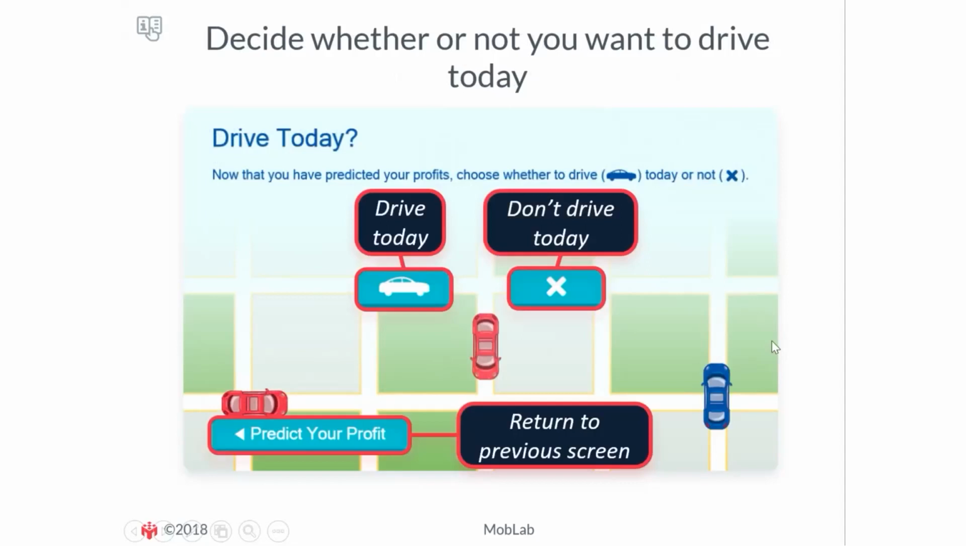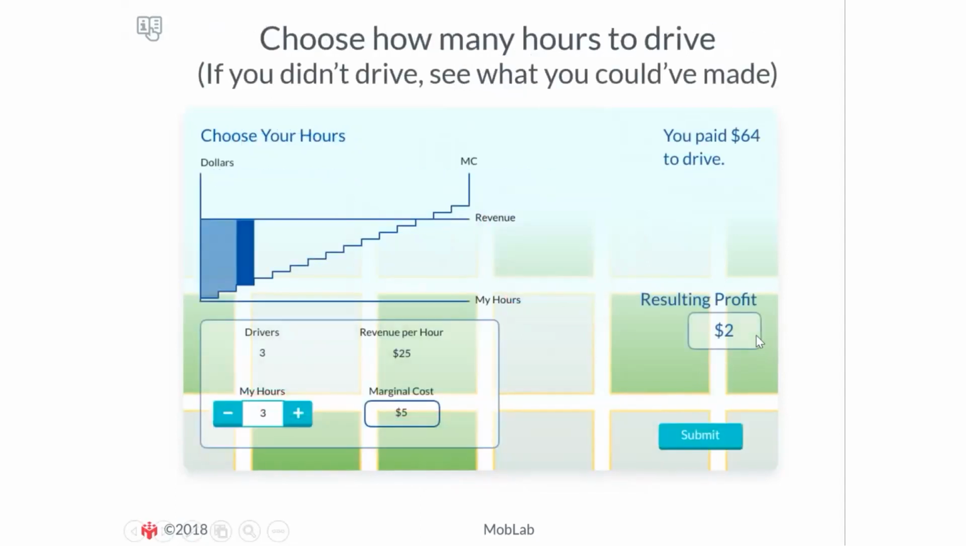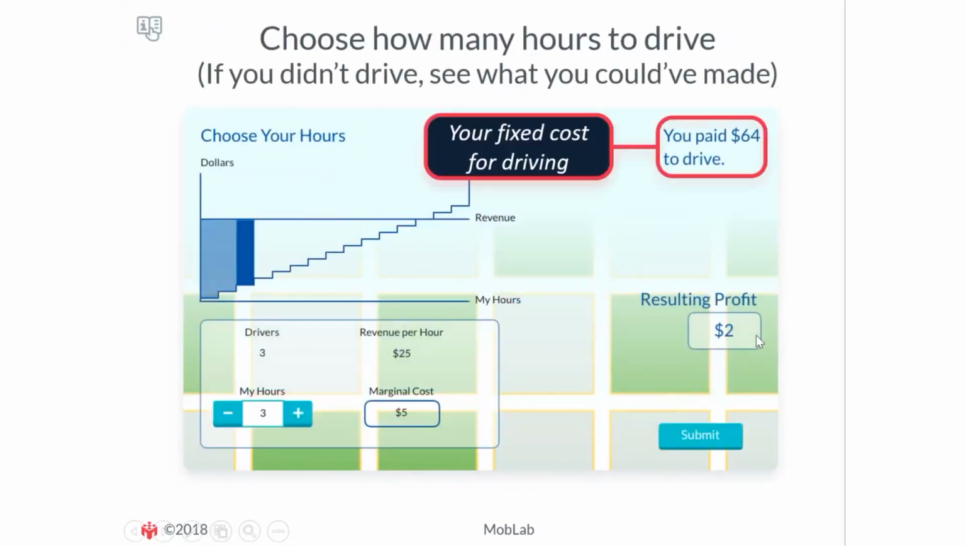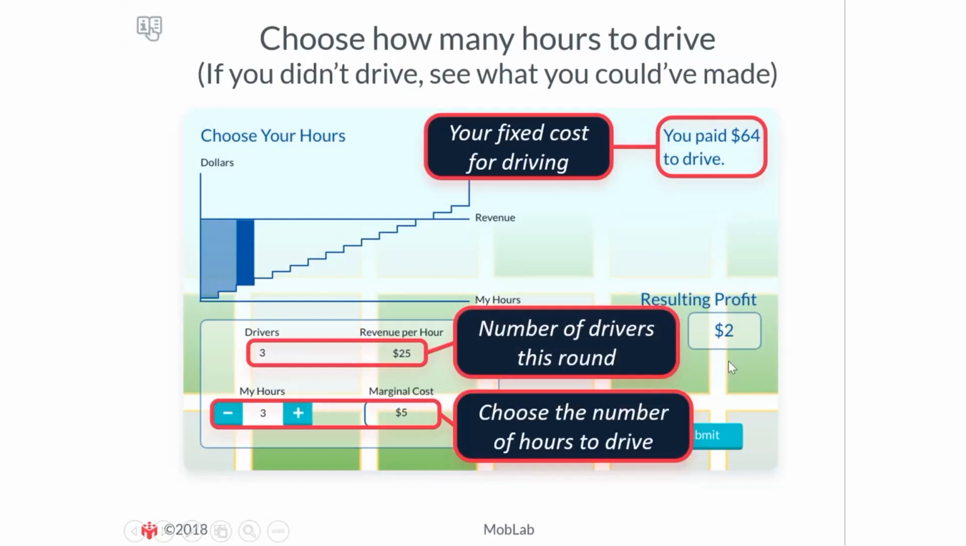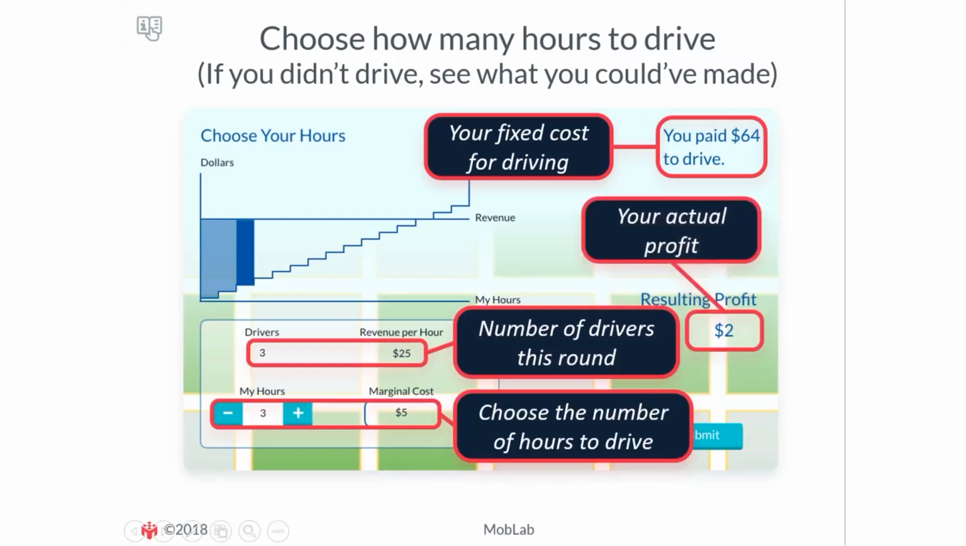Then, of course, if you want, you can go back to see the profit calculator and make sure you're making the right choice. But after that, they say, okay, for today, your fixed cost is $64. There are 3 drivers in this round who decide to drive. So the hourly revenue is $25. So you can choose how many hours you want to drive. And then you get your projected, actual profit.